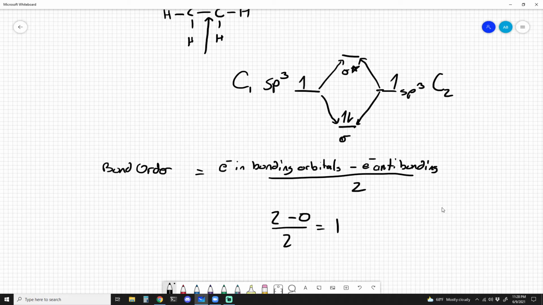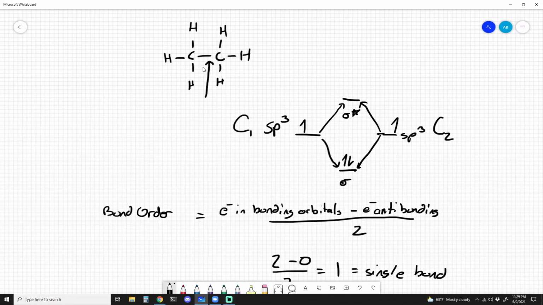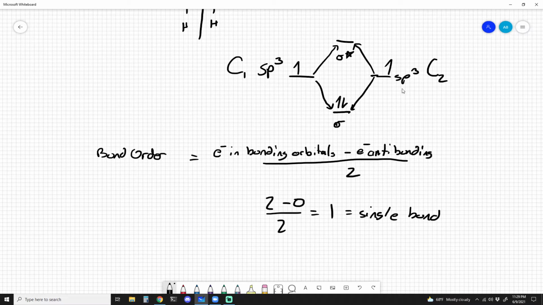And a bond order of 1 is essentially a single bond. A bond order of 2 is a double bond. A bond order of 3 is a triple bond. So this agrees with how we drew our Lewis structure here. We have just a single bond between the 2 carbons, no spare electrons to worry about in anti-bonding orbitals. Overall, we don't want to complicate it too much. We're just taking one orbital from carbon 2 and one orbital from carbon 1, and you make a bonding and anti-bonding orbital out of it.